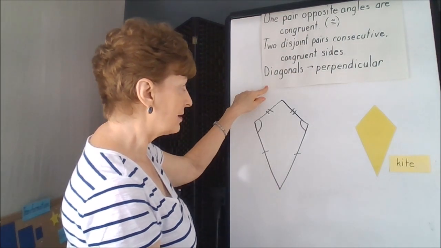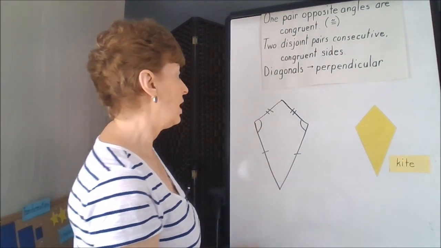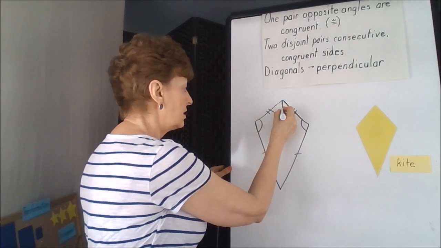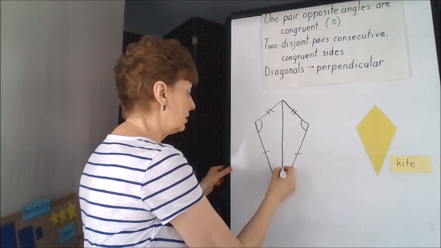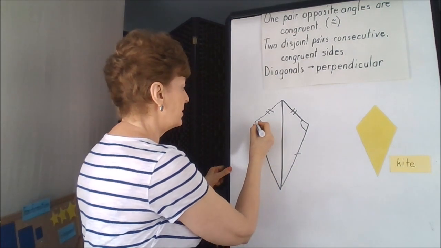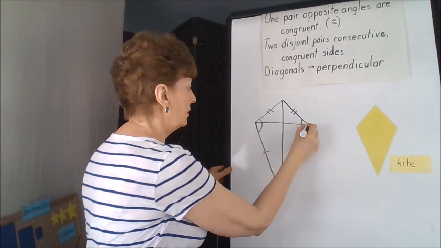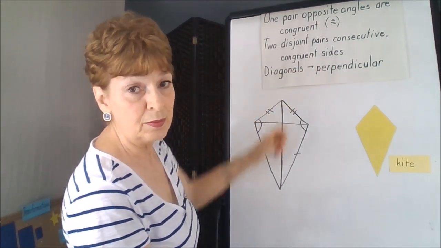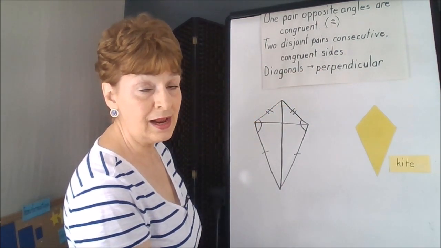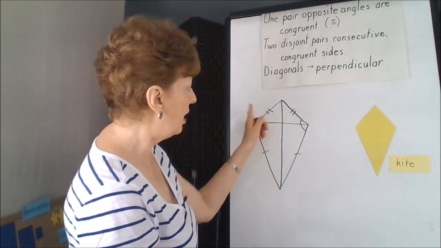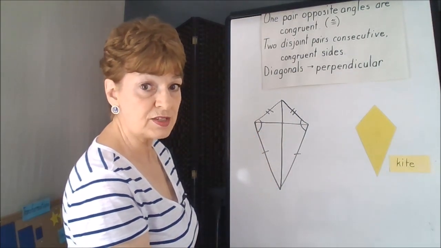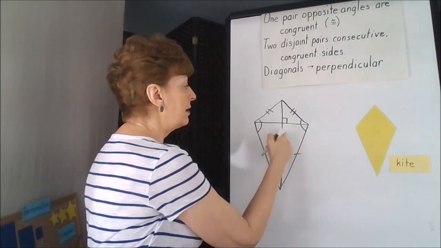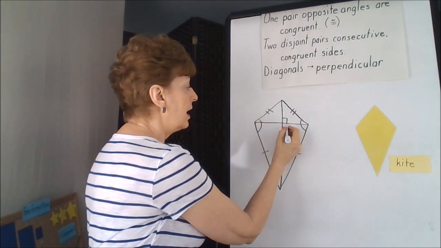The diagonals are perpendicular. Well, a diagonal goes from opposite vertices. So here's one of them, and here's the other. They're perpendicular. This vocabulary word means forms right angles. It crosses two lines or two line segments that cross, forming right angles. So here we've got some 90 degree angles right in the middle of this kite on each of the sides.